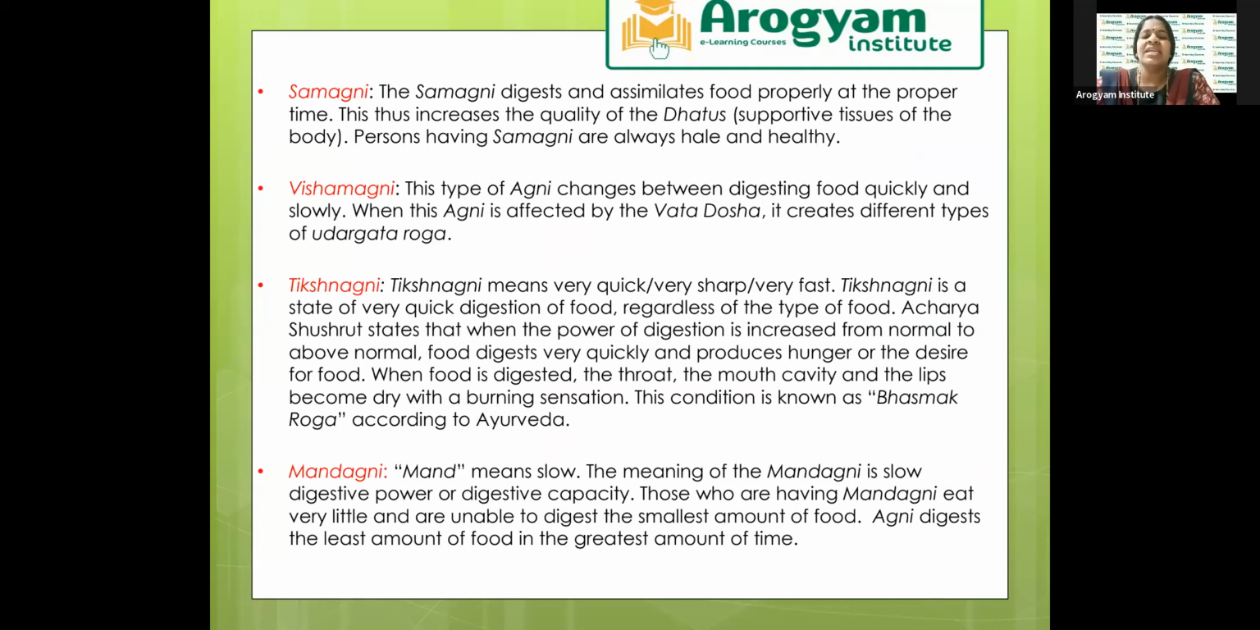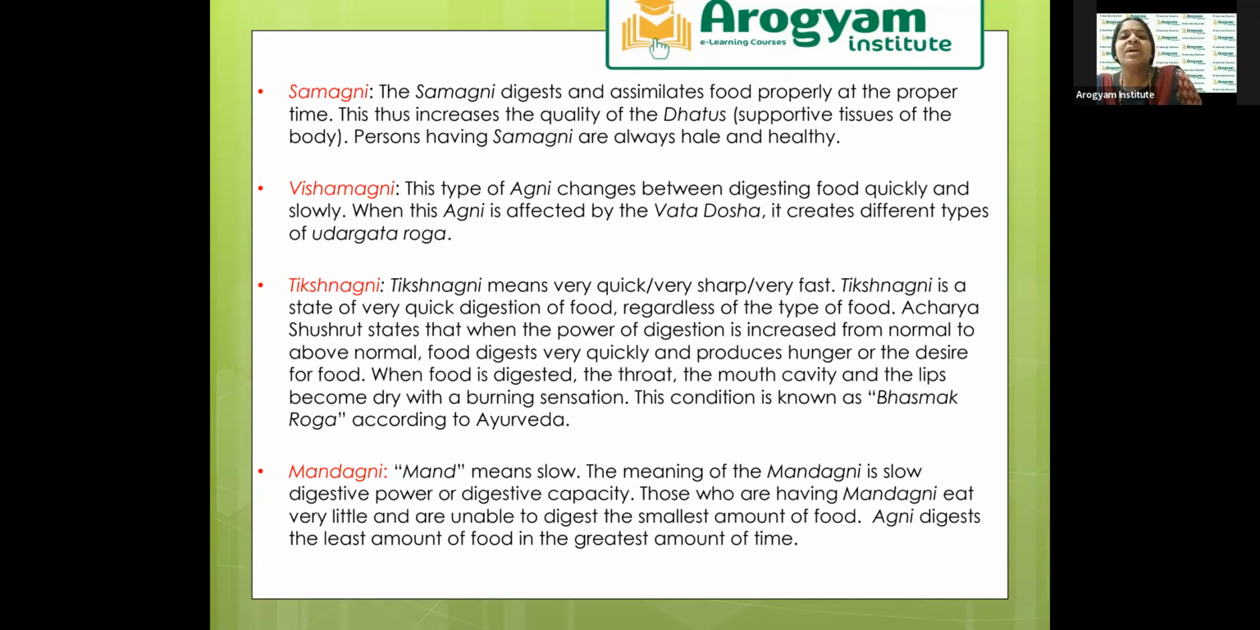So Samagni, let me just go through this slide. There is one important concept here. I will be telling you what that is. Samagni digests and assimilates food properly at proper time. This thus increases the quality of dhatus, that is supportive tissues of the body. Persons having samagni are always hale and healthy.